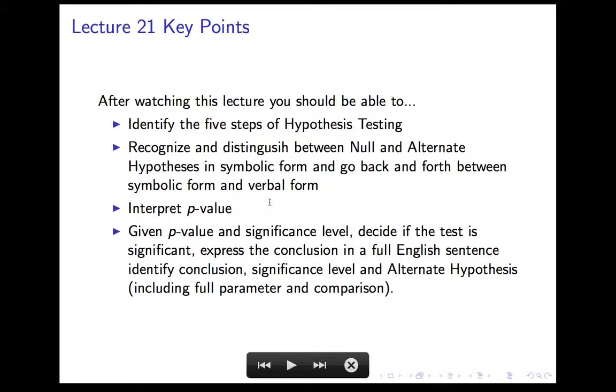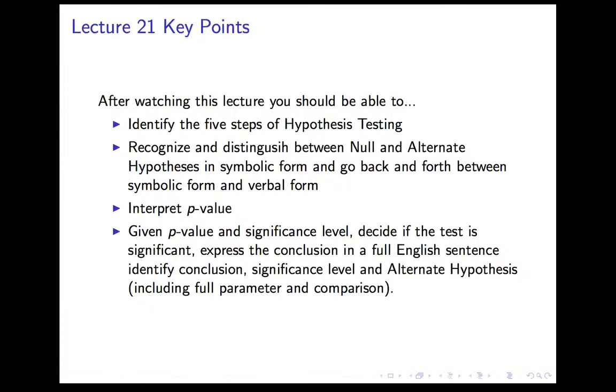And you should be able to go back and forth between the symbolic form, like mu is less than 98.6, and an English form, like the average temperature of all clinically depressed adults is less than 98.6. You should be able to interpret the p-value. P-value is the probability of seeing data like you're seeing, assuming the null hypothesis. Just for now, learn that phrase. We'll get more comfortable with it.